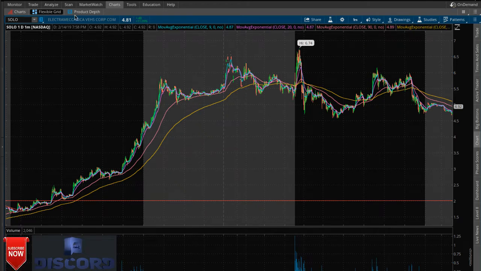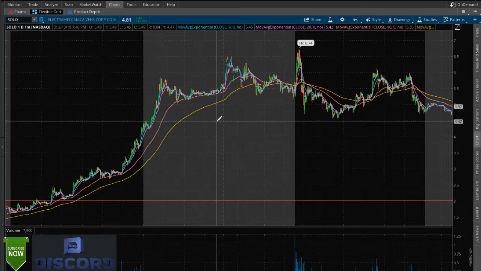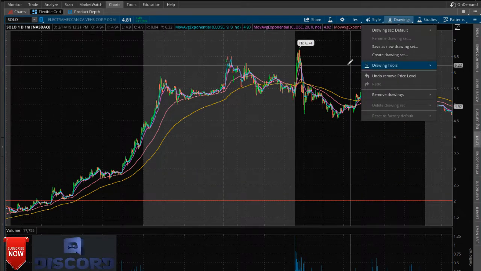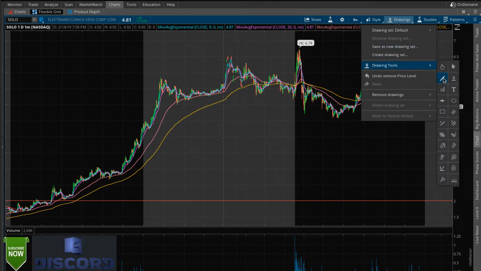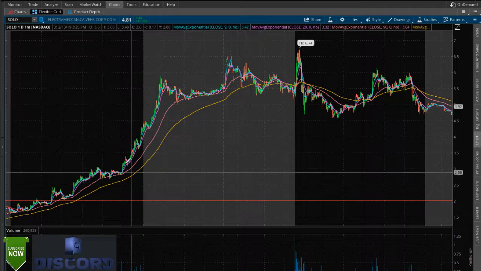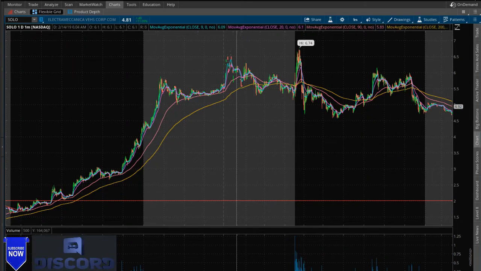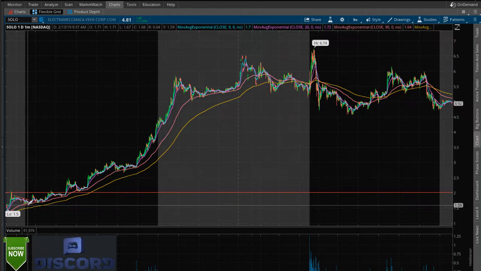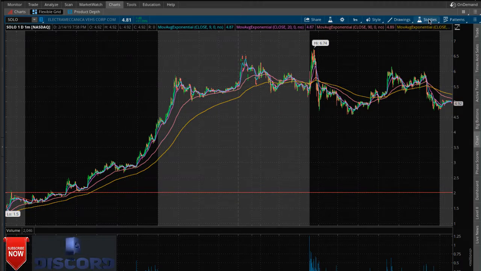So we have ticker symbol SOLO up here, and on the Thinkorswim platform, you go down to drawings and go to trend line right here, and now you can draw trends. So looking at this stock, we could draw a variety of trends just by looking at it. And on the daily chart, it's often a lot harder to draw trends.